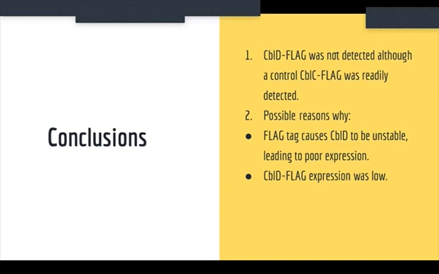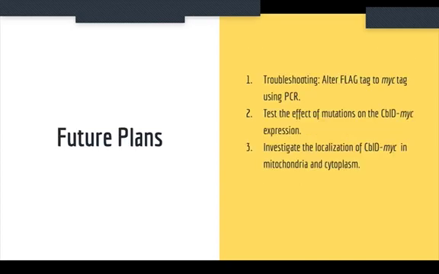From this, we can conclude that the CBLD flag was not detected, although the control CBLC was detected. There are 2 possible reasons why. The flag tag may be unstable when interacting with CBLD, causing us to not be able to visibly see the tag, or the CBLD flag expression was simply too low initially to be detected through Western blot. So to combat this issue, we plan to mutate the flag tag to a MYC tag, which we will determine is more stable when interacting with CBLD. We will repeat this process using the MYC tag, which includes the effect of mutations and investigating the localization of CBLD in the mitochondria and cytoplasm using a MYC tag instead.